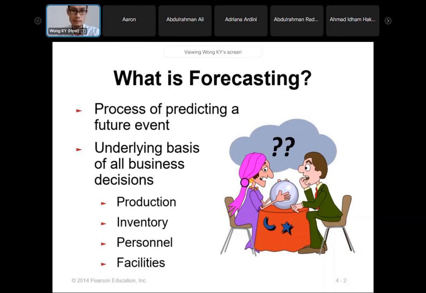Forecasting is very important because it forms the underlying basis for all kinds of business decisions, such as production, inventory, personnel, and facilities. Imagine if you do not know the customer demand, companies will have a hard time setting their production quantity because they do not know what and how many units the customer wants. Forecasting also affects inventory, because companies need to decide how many to keep in the warehouse. Same for personnel and facilities: it influences the number of personnel, meaning workers and operators, that the company has to hire, and the number and type of facilities the company should have.